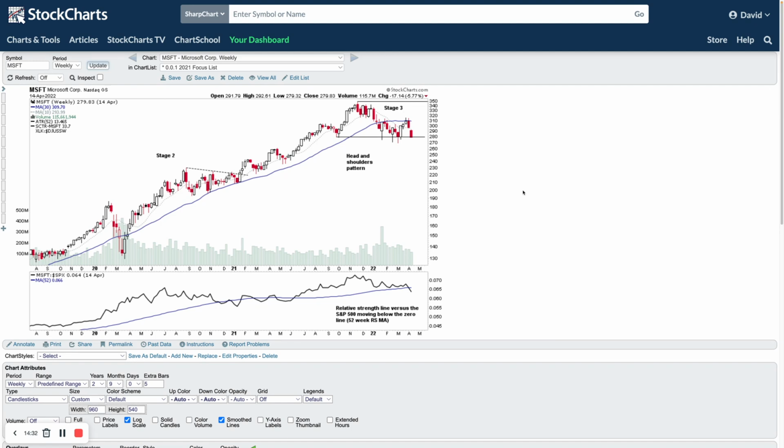Microsoft is in a very similar position, a shorter base structure, but again, as I was saying before, you don't know you're in stage 3 until you get this change of behavior. So you can see we've had a change of behavior here with this bigger pullback compared to these previous swings. The swings were much smaller until this point here. So you now know you've started to move into stage 3. You can see we've got a bit of a head and shoulders type pattern that's been developing in here in the broader thing.